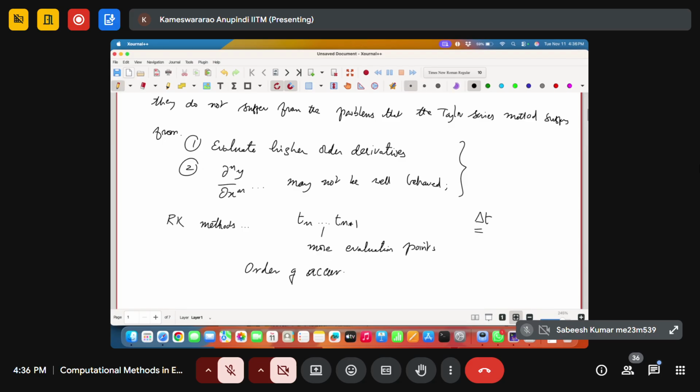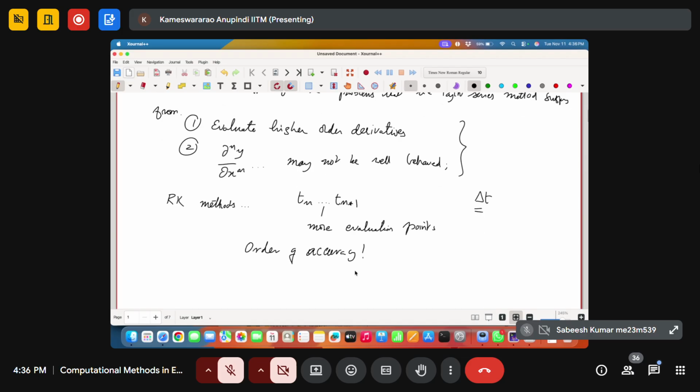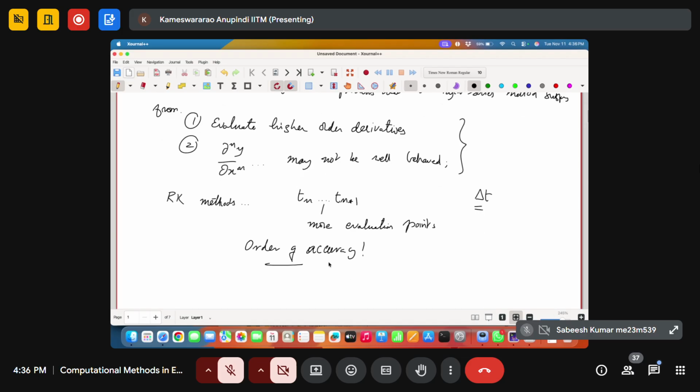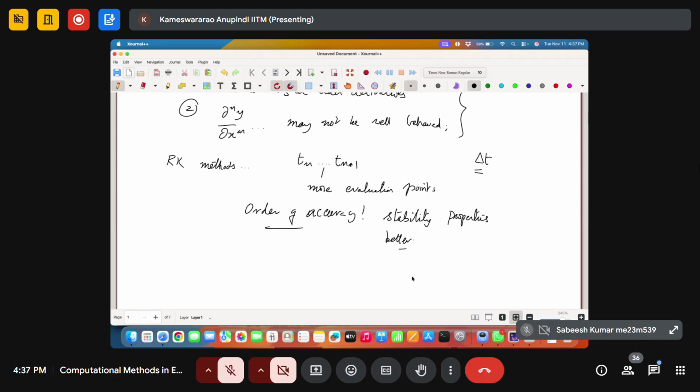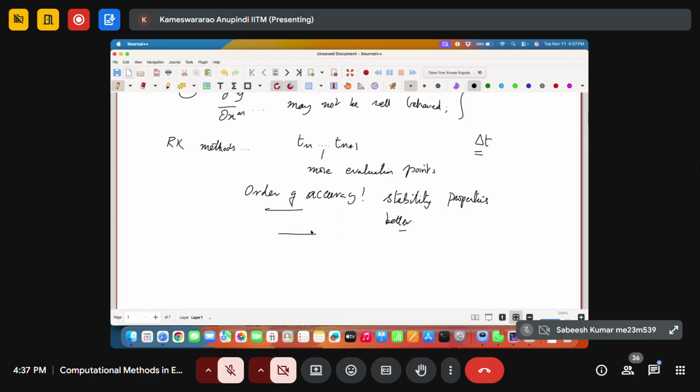Now, it turns out that by doing it this way, it is not only the order of accuracy that is getting enhanced, these schemes also have better stability properties, which is a plus, right? Because if you have better stability properties, then you can take even larger h, larger delta t, and so on. Okay, so let us look at these RK methods, how they are constructed.